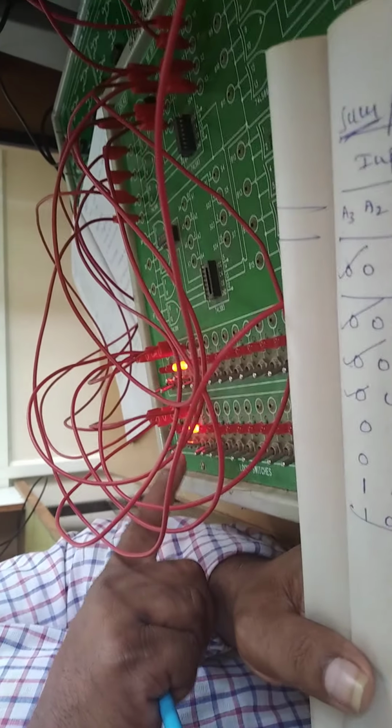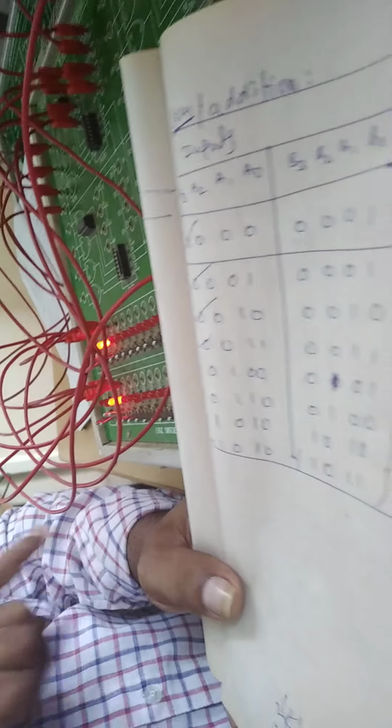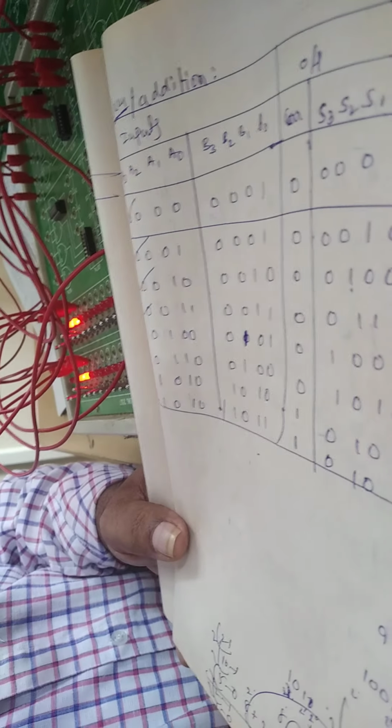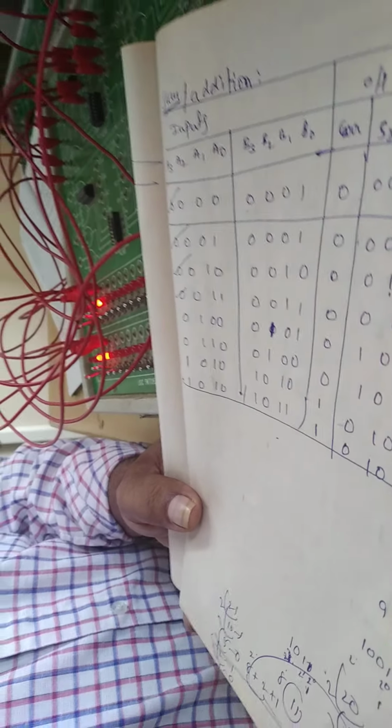So if the switch is up, that is 1. If down, that is 0. Once the LED is glown, that is 1. Please remember, my dear students: if the LED is glown, that is 1, and if the LED is not glown, that is 0.